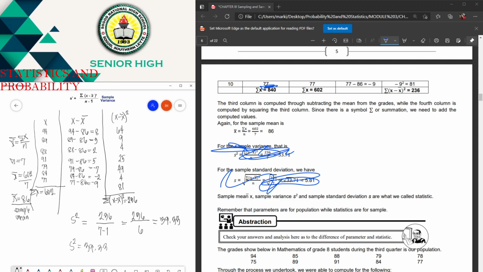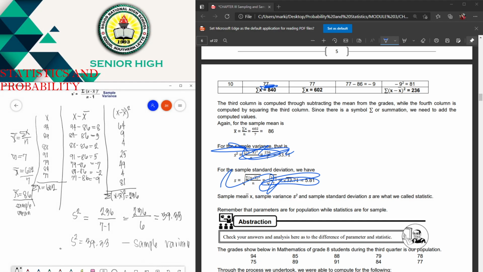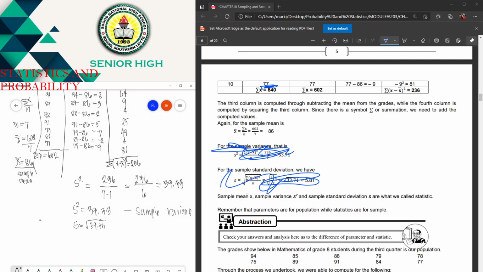So, what is this 39.33? Is this the variance or the standard deviation? So, this is the sample variance. Okay? Same as the population, you can just square root this. So we have s is equal to square root of 39.33, which is equal to, what is the square root? The square root of 39.33, that is 6.27. That is the sample standard deviation.